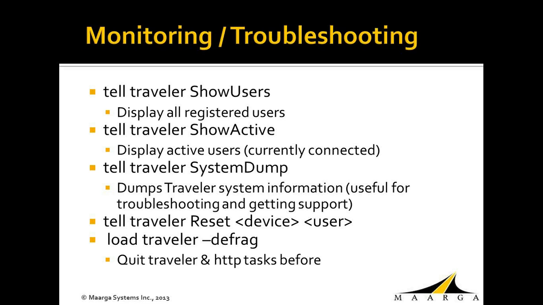And then the next option, you could do it periodically, as in not too often, but once in a quarter or whenever you are doing maintenance on the Traveler server: you can defrag the Traveler database, which will give you better performance after you do this. But before doing this, make sure you quit Traveler and the HTTP task. To do a defrag of the Traveler database, you type load Traveler space dash defrag on the Domino console.